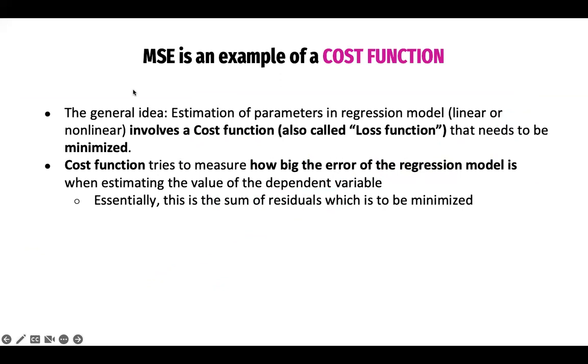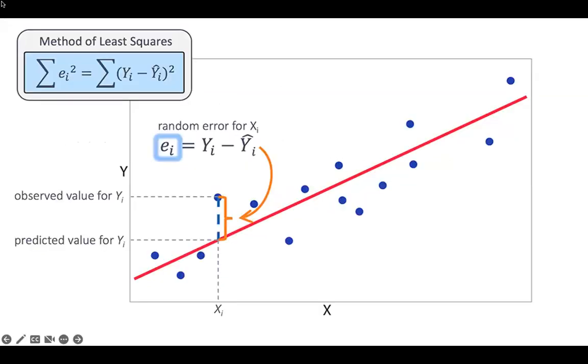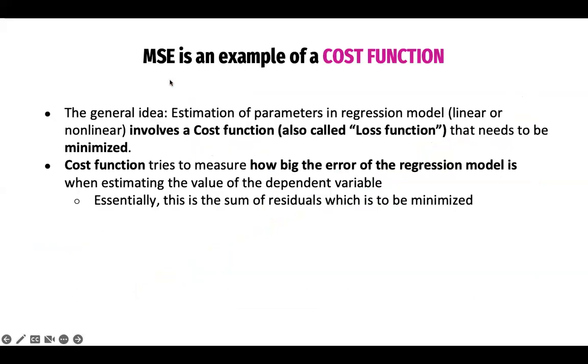The mean squared error that you have seen earlier, this MSE, is an example of a cost function. The general idea is that we estimate the parameters in a regression model, and we use this cost function, such as MSE, to check how far the predicted is from the actual. In order for us to get a good quality model, we have to minimize this cost function. The cost function, again, tries to measure how big the error of the regression model is when estimating the value of the dependent variable.